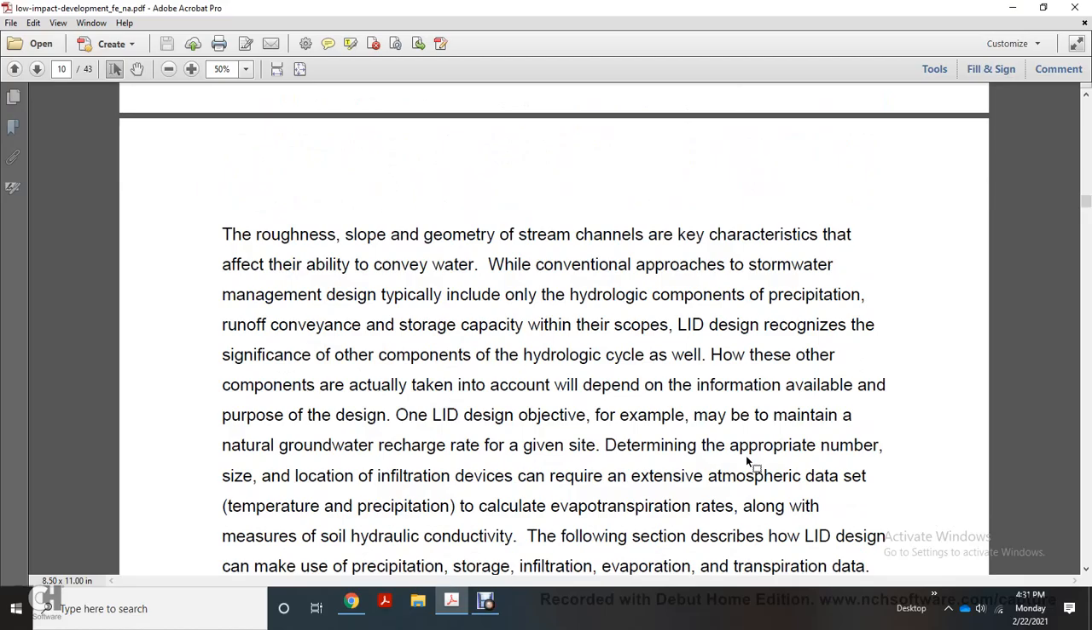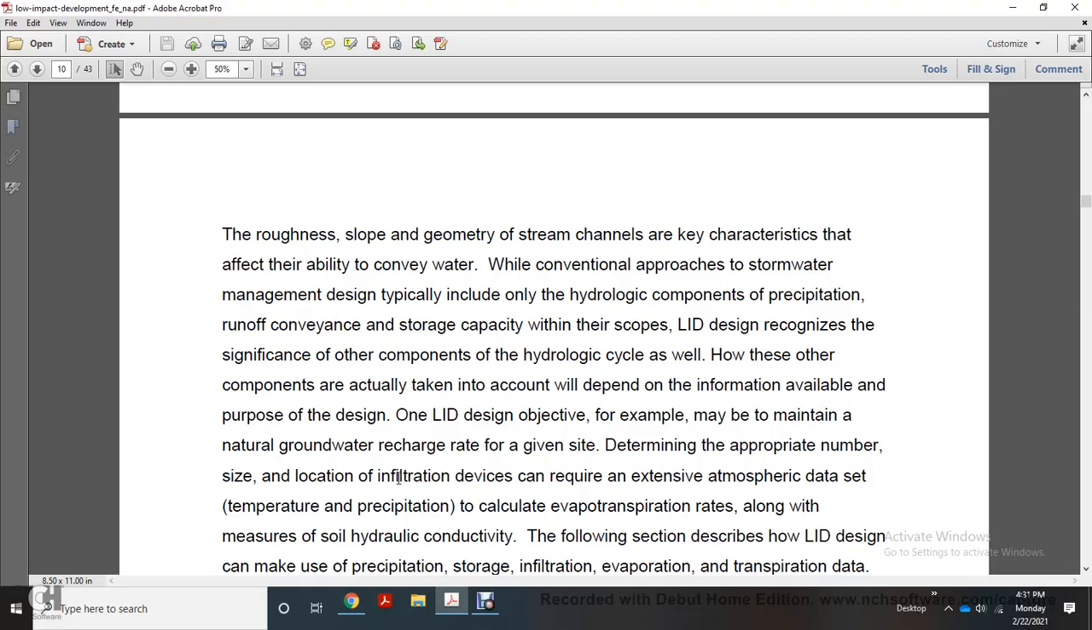A conventional approach to stormwater management design typically includes the hydrologic components of precipitation, runoff, conveyance, and storage capacity. Low impact development design recognizes the significance of the components of the hydrological cycle as well. How these components are actually taken into account will depend on the information available and the purpose of the design or low impact design objective. For example, that may be to maintain a number of the groundwater recharge rate for the given site.